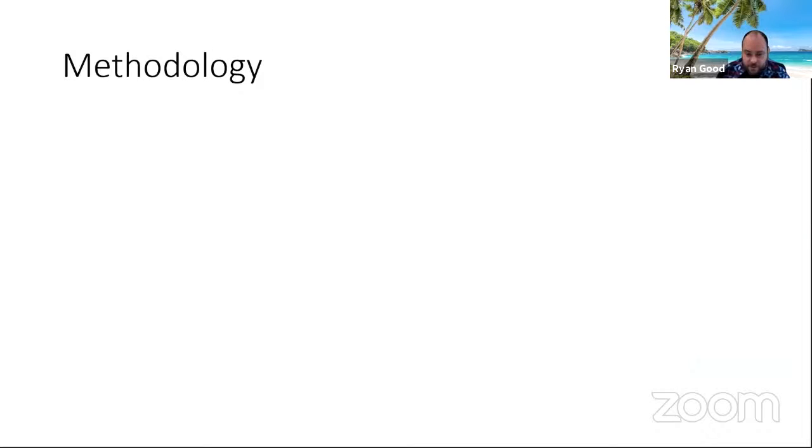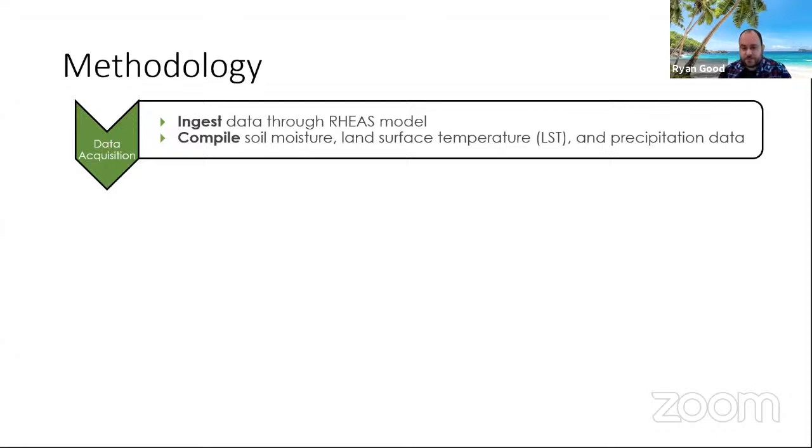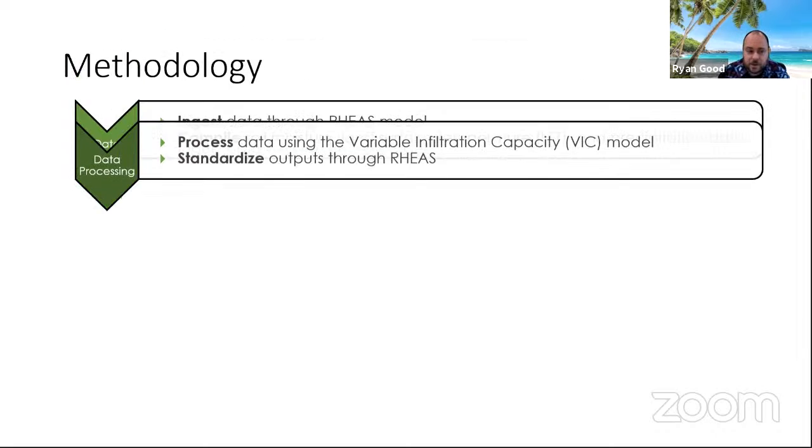So this project's methodology followed 4 main steps. The first was the acquisition of data. RHEAS is a model that runs solely in Linux. So using RHEAS in Linux, I ingested data from all of those data sources that I ran through, beginning in 2012 and running through the most recent data that was available, including soil moisture, land surface temperature, and precipitation data from all of those sensors and complementary sources.